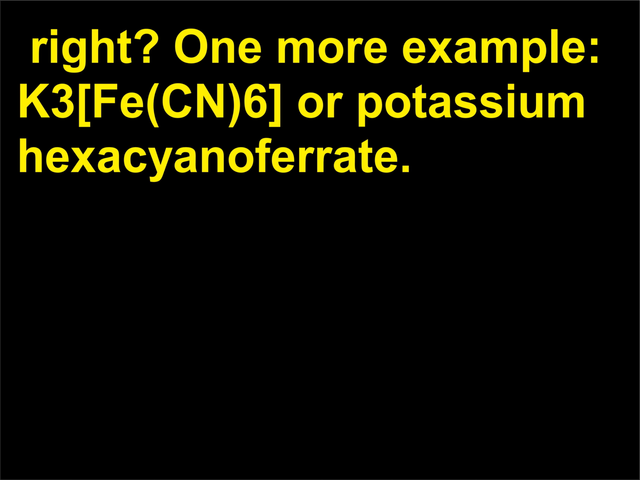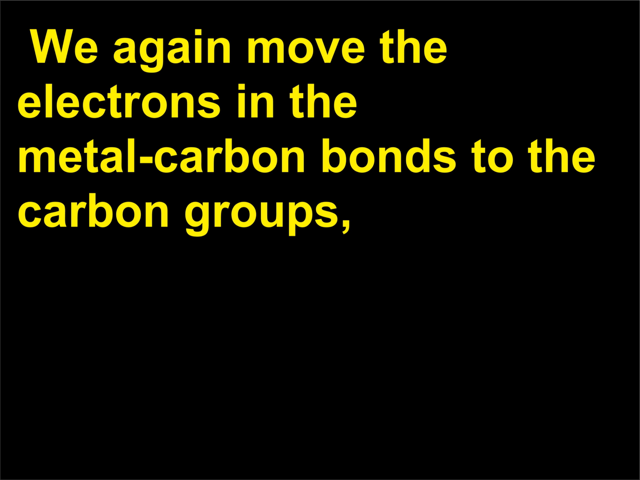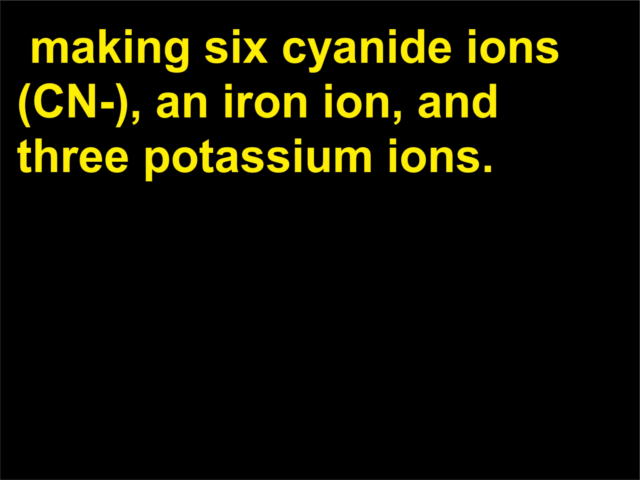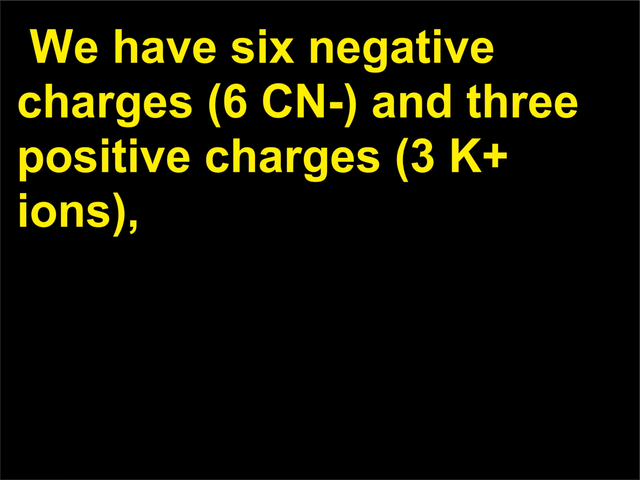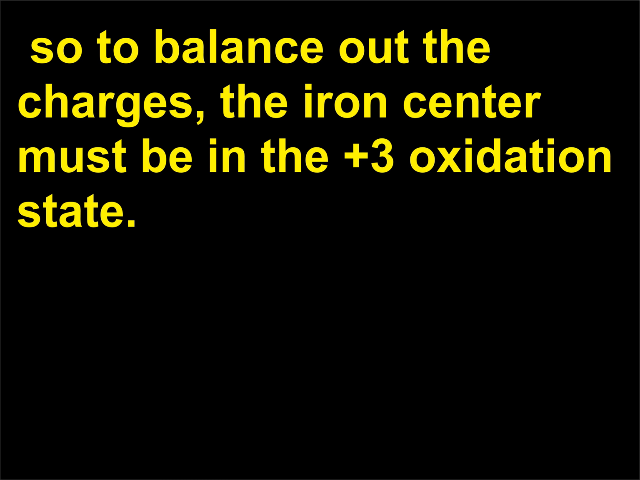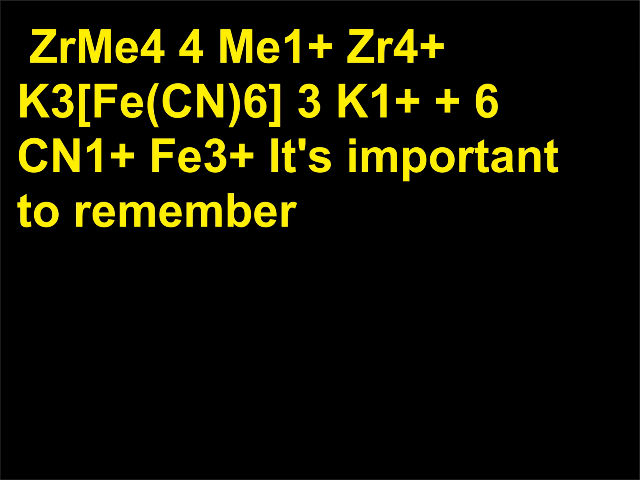Right? One more example, K3Fe(CN)6, or potassium hexacyanoferrate. We again move the electrons in the metal carbon bonds to the carbon groups, making 6 cyanide ions, CN-, an iron ion, and 3 potassium ions. We have 6 negative charges, 6 CN-, and 3 positive charges, 3 K+ ions. So to balance out the charges, the iron center must be in the plus 3 oxidation state. Zr(Me)4 to Me- plus Zr4+; K3Fe(CN)6 to 3K+ plus 6 CN- plus Fe3+.